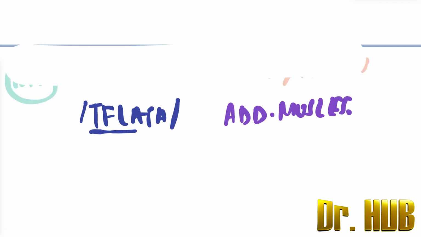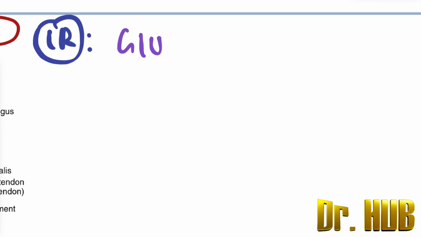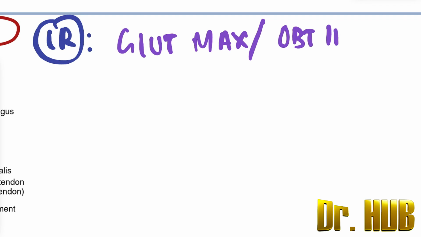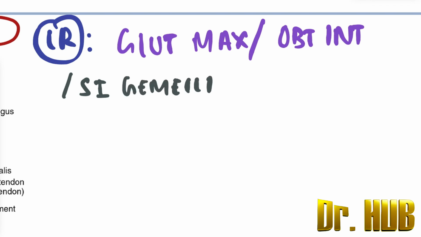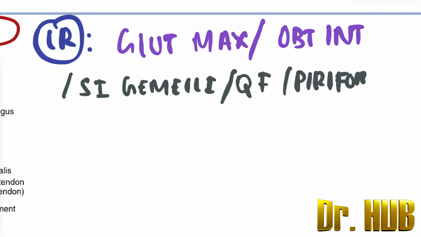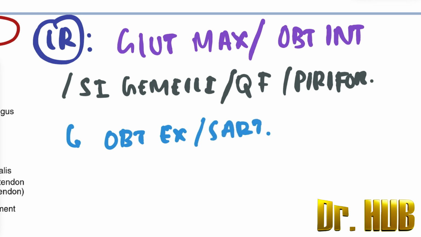Then let's look at the lateral rotation. The LR, that is lateral rotation, has the presence of the gluteus maximus. There is gluteus maximus, obturator internus, then comes the superior as well as the inferior gemelli, then there is a quadratus femoris, the piriformis, and also it's assisted by the obturator externus, and also the sartorius.